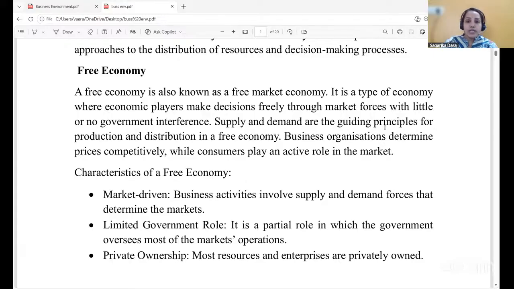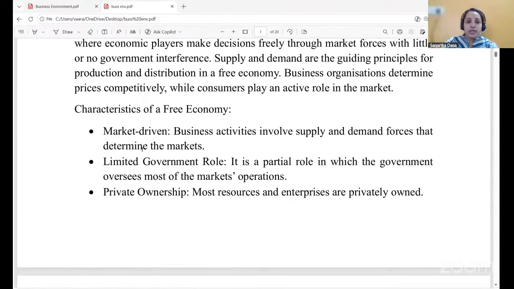Supply and demand are the guiding principles for production and distribution in the free economy. There is no particular authority who will exercise power over this type of economy. Here, supply and demand forces will guide production and distribution. Business organizations determine prices competitively while consumers play an active role in this market. In any kind of market, consumers play a very active and prominent role. When we see the free economy, the business organizations who produce the goods will decide the price on a competitive basis.